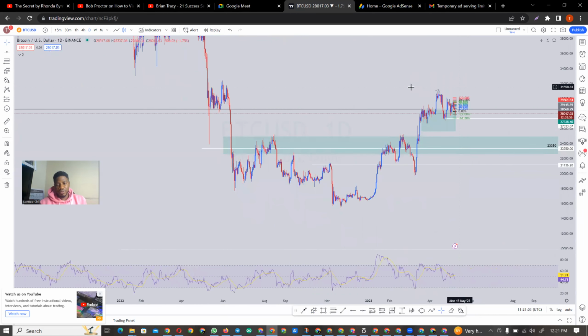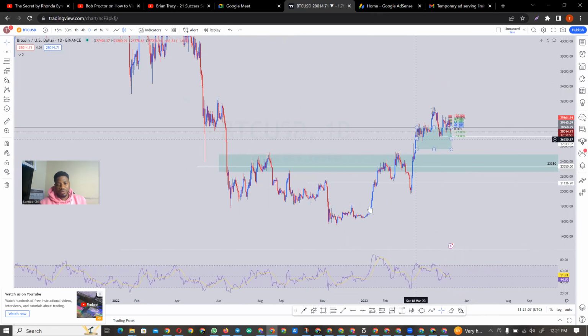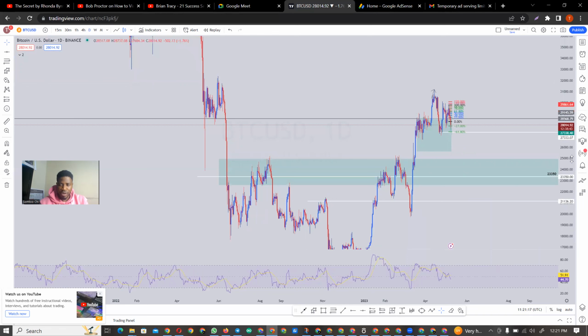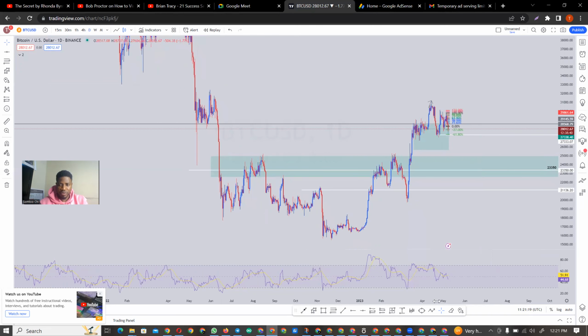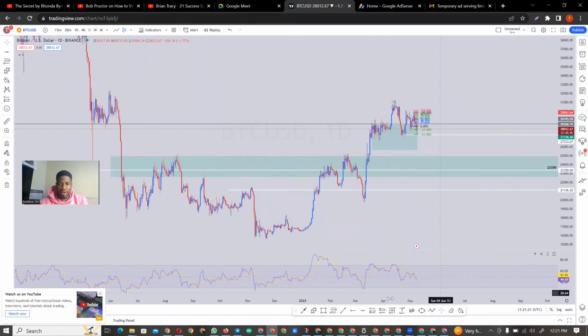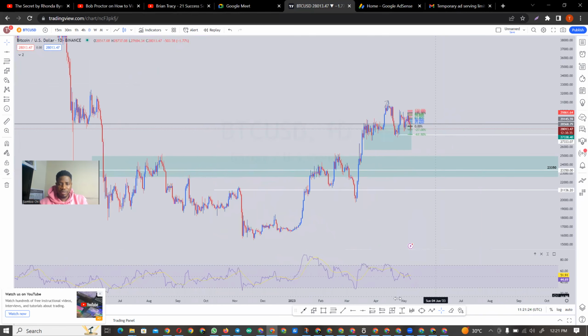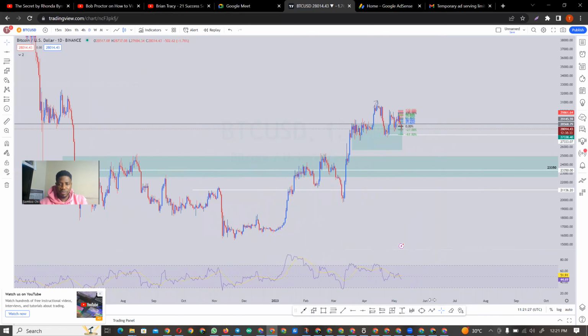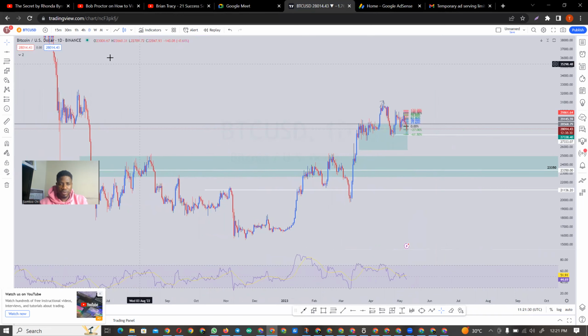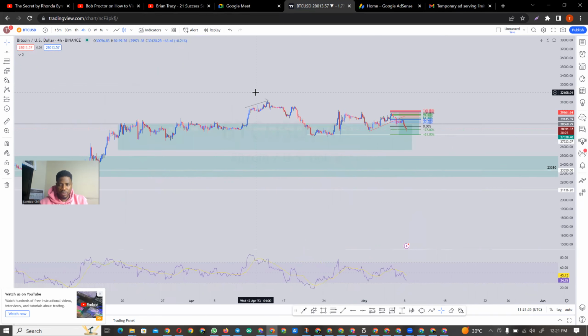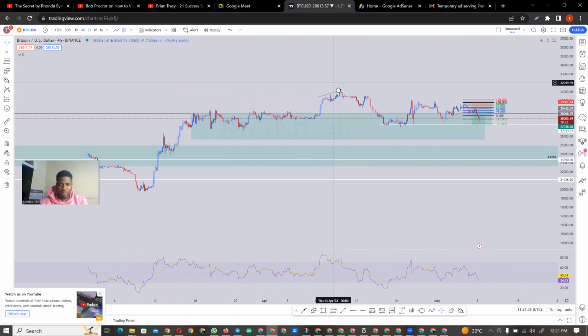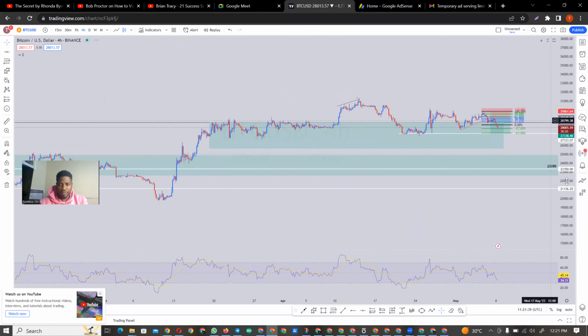So on the daily, we are still bullish because we made this higher high, higher low, higher high. A pullback on a higher time frame is a break of structure on a lower time frame. So if we come down to the 4-hour time frame, which line is this? Okay.